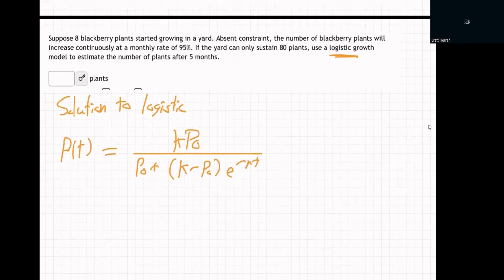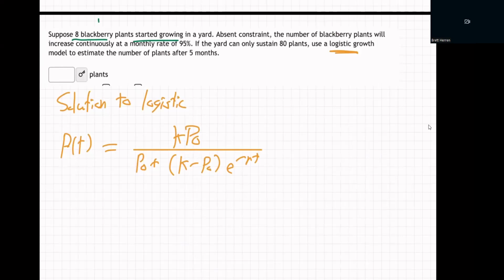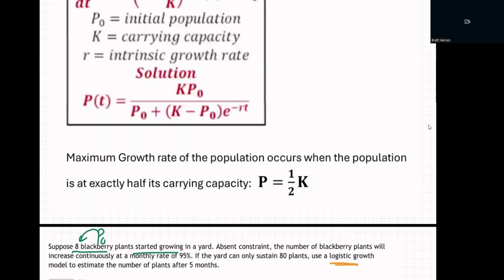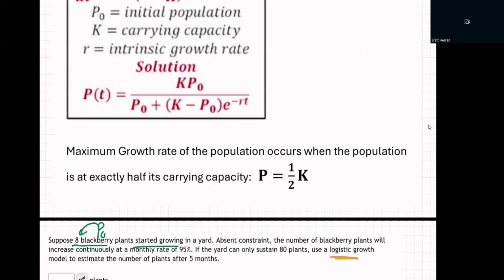So let's plug stuff in. It says 8 blackberry plants started growing. So that's the P0, the initial population. That's 8. It says that in the notes here: P0 is the initial population, K is the carrying capacity, and R is the growth rate, the intrinsic growth rate.